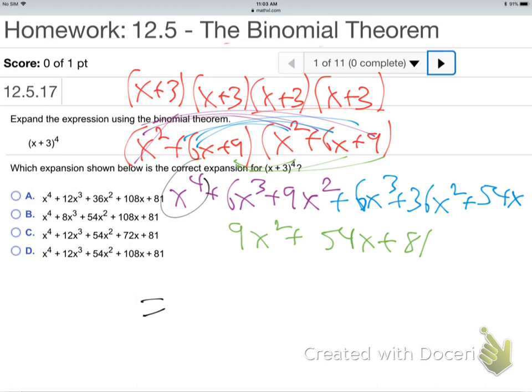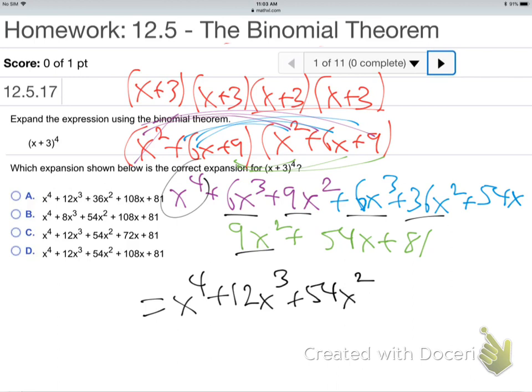Gather all the like terms. X to the 4th, 6x cubed and 6x cubed, 12x cubed. 9x squared, 9x squared, that's 18. Plus 36 would be 54. X squared, 54x, 54x, 108x plus 81.